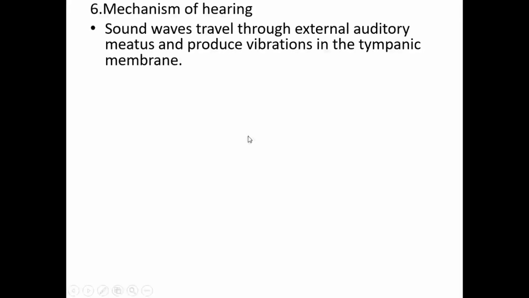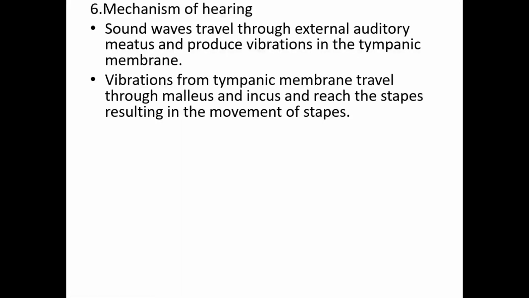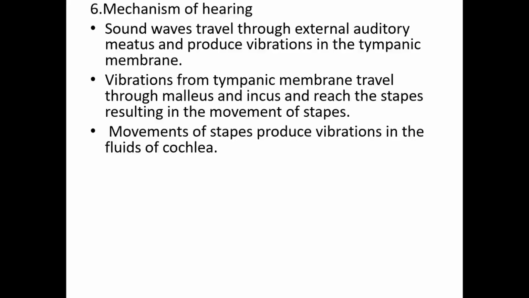Mechanism of hearing. Sound waves travel through the external auditory meatus and produce vibrations in the tympanic membrane. The vibrations from the tympanic membrane travel through the malleus and incus and reach the stapes, resulting in the movement of the stapes. The movement of the stapes produces vibration in the fluid of the cochlea.